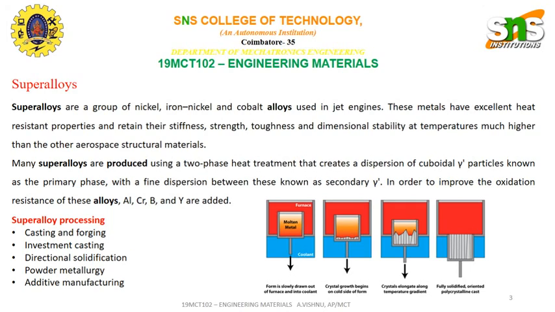Many superalloys are produced using a two-phase heat treatment that causes a dispersion of cuboidal gamma prime particles known as the primary phase, with a fine dispersion between these known as secondary gamma prime. In order to improve the oxidation resistance of these alloys, aluminum, Cr, B and Y are added.